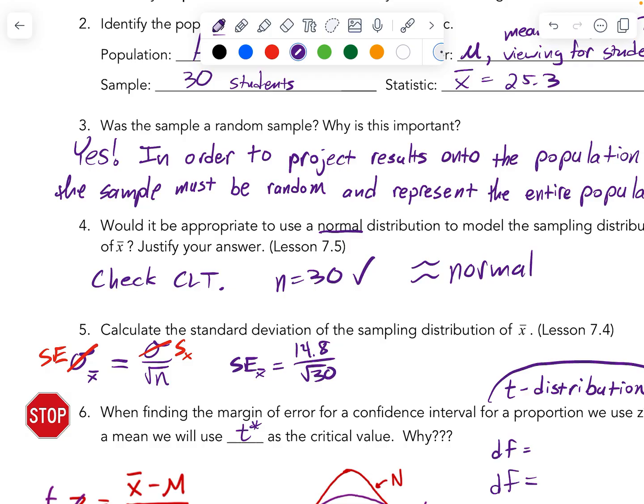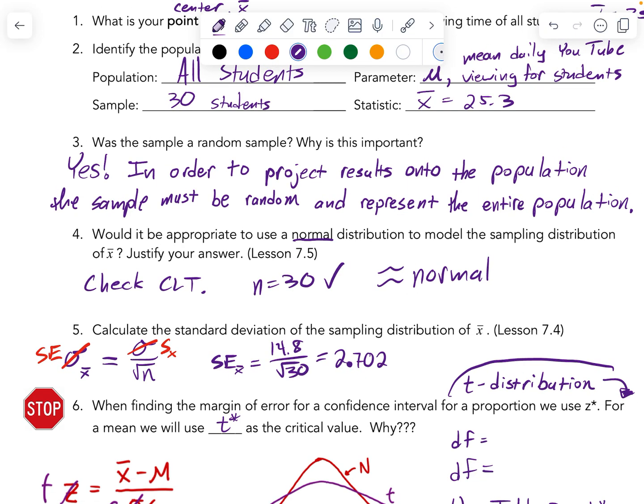I'm just grabbing my calculator. I should have had this ready ahead of time. And I get 2.702. Okay, there's my standard error, or my standard deviation of the curve.